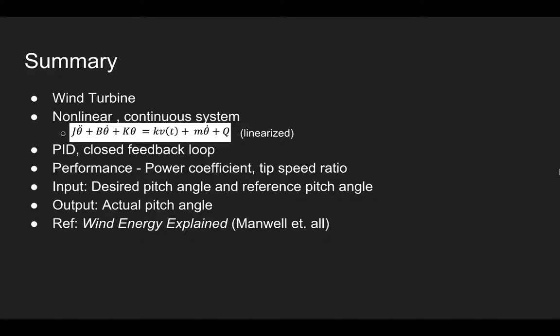In summary, a wind turbine is a nonlinear continuous system, though often linearized. It uses a PID controller and a closed feedback loop. The performance metrics are the power coefficient and the tip speed ratio. It takes in a desired pitch angle and a reference pitch angle and outputs the actual pitch angle. The reference we used is Wind Energy Explained by Manwell et al.